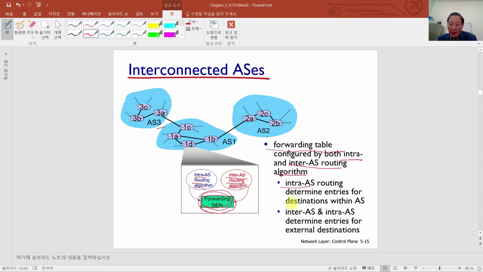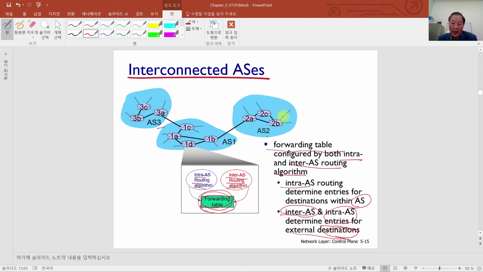Intra-AS routing determines entries for destinations within the autonomous system. This one is only related to intra. Intra means within that autonomous system network. And inter-AS routing determines entries for external destinations. From here to go to the other area, we need to calculate based on this algorithm.